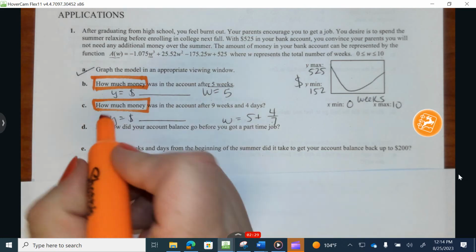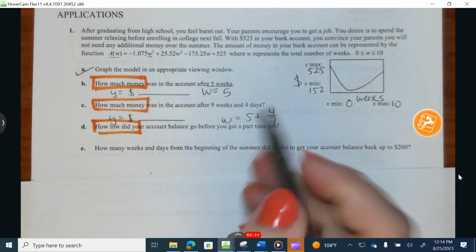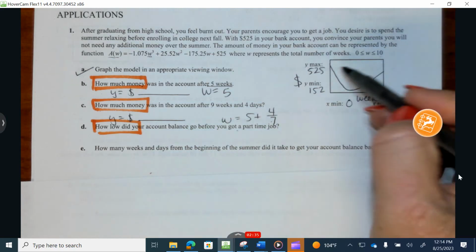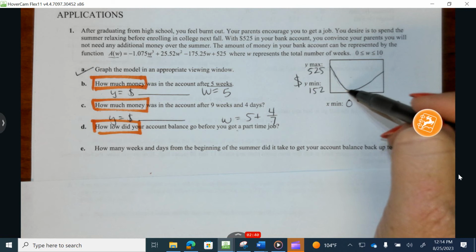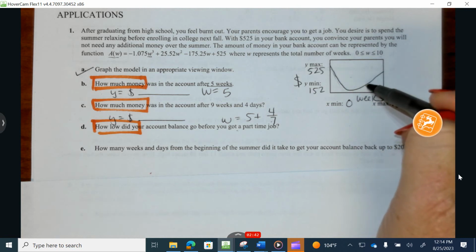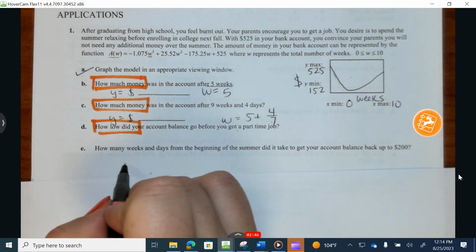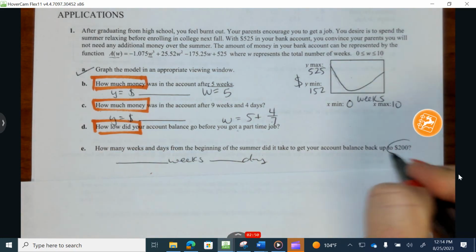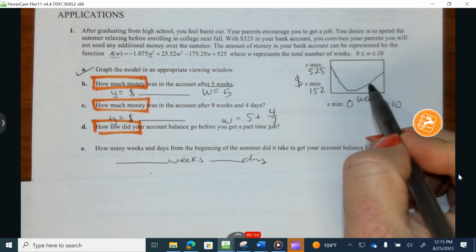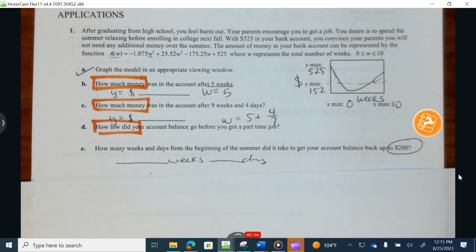Again, in Part D, we're asked how low. They're talking about how much money is in your bank account before you get a part-time job. So you can see you're quickly losing money in your bank account. You get a part-time job, and then it slowly starts to rebuild back up. And lastly, they're asking how many weeks and how many days before your account balance, again, is $200. So it'll be somewhere around here. All right, let's get started.